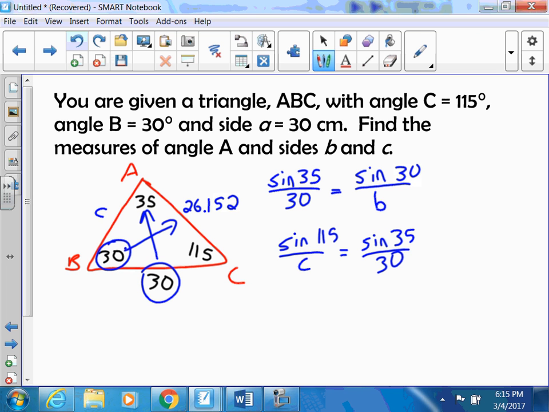So let's see. And you are plugging in your calculator right now, hopefully. And I hope you got 47.403. That'd be the length of C.